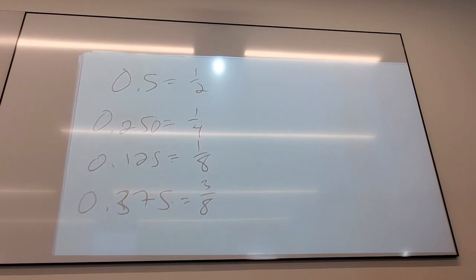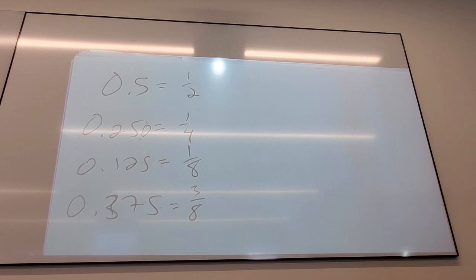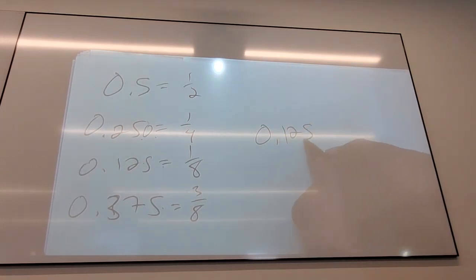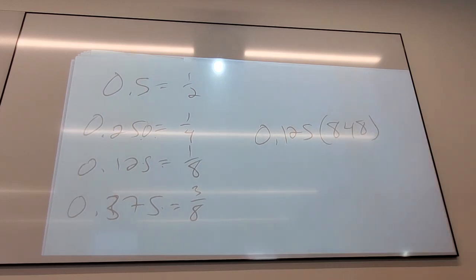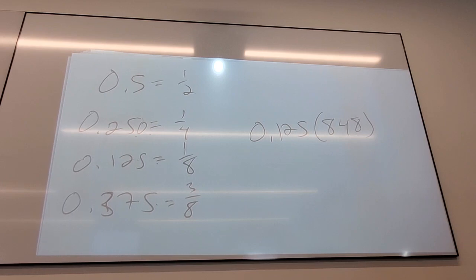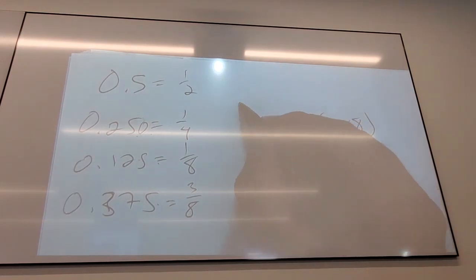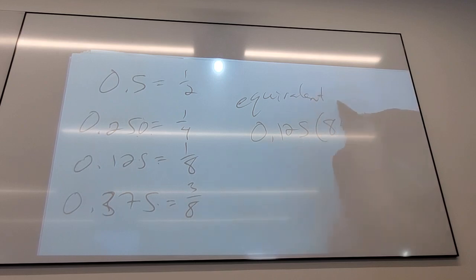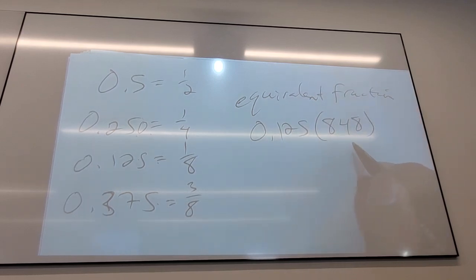So what's that mean, Jeff? What can I do with that? Well, if I had to do 0.125 times 848, I know the equivalent fraction. This makes this so much easier. 0.125 is 1/8. Does 8 go into 848? 8 goes into 8 once. 8 goes into 48 6 times. You guys all with me?